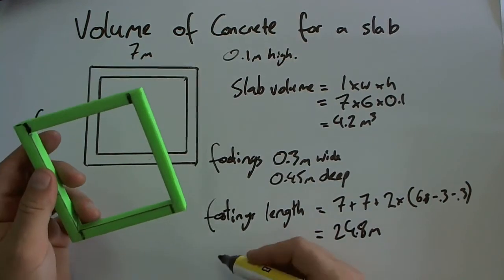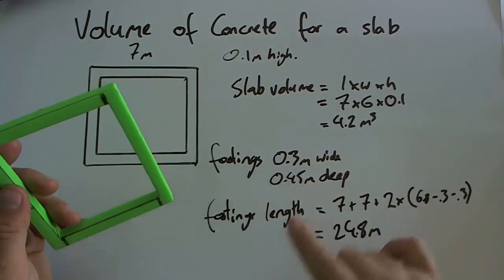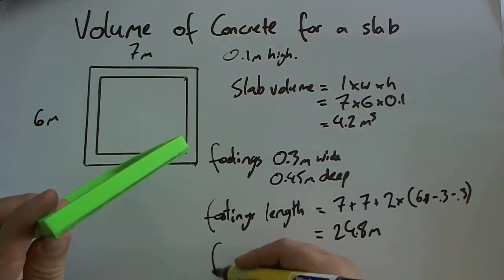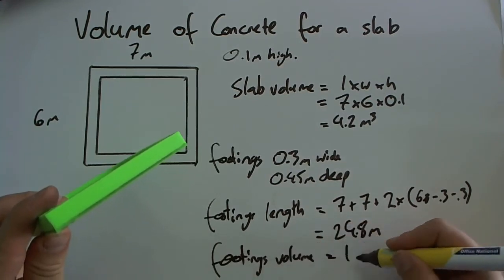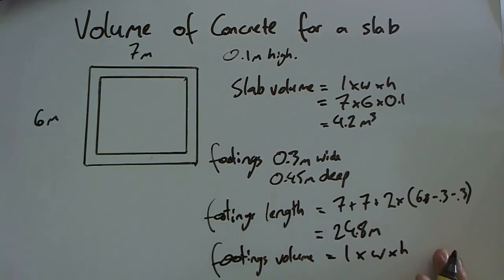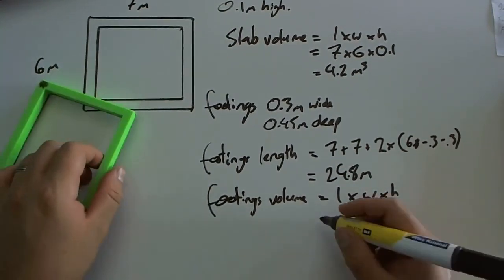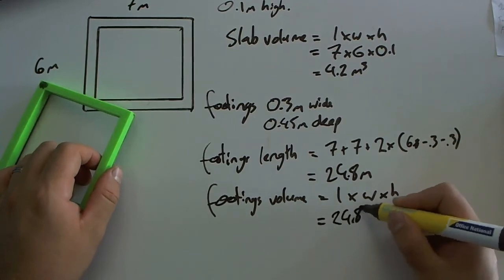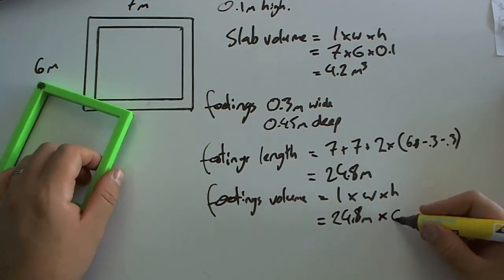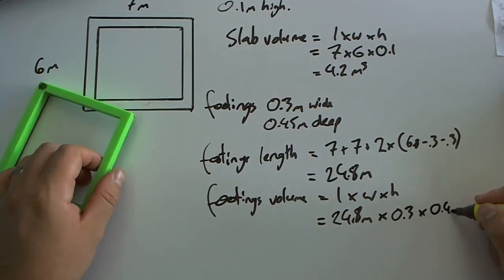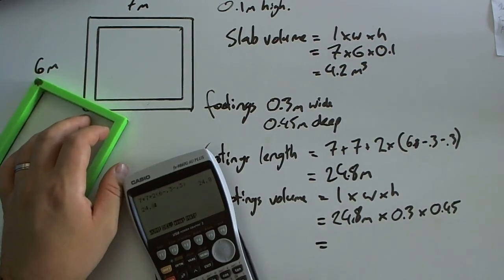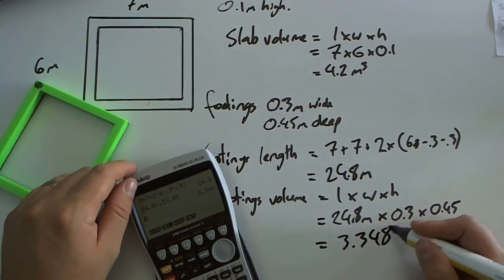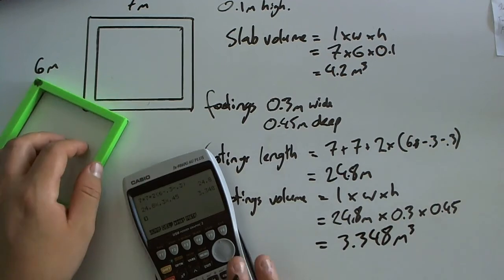Then we just do our volume. We know our width and we know our depth for each of the footings. So footings volume equals length times width times height, which is length 24.8 meters times our width, 0.3, times our height, 0.45. 24.8 times 0.3 times 0.45 is 3.348 cubic meters of concrete.